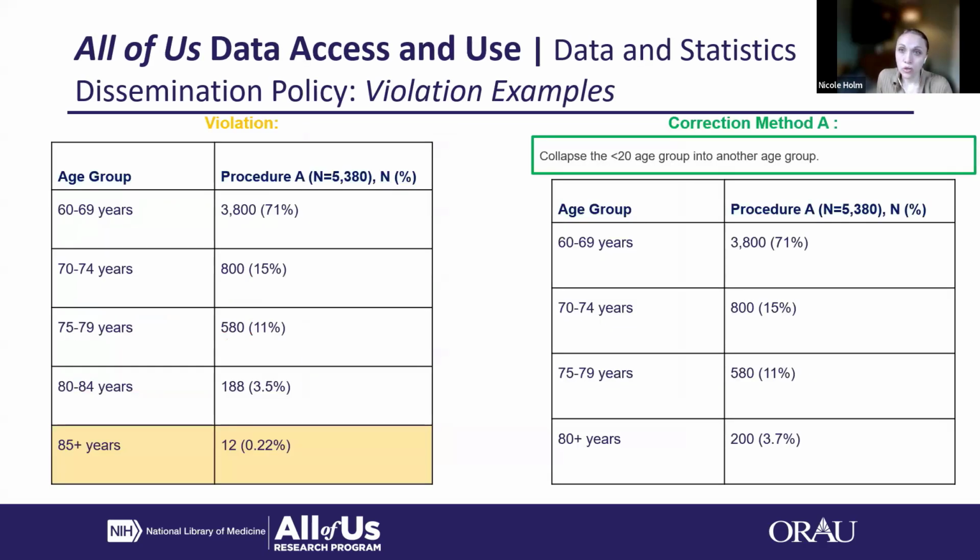So one of the ways you can correct for this is to collapse one of the independent categories into another independent category. In this case, the correction method I've listed as correction method A could collapse the 85 and older category into the 80 to 84. And now there is no way to identify which group or how many people 85 and older would have a participant count of less than 12 that received this procedure.